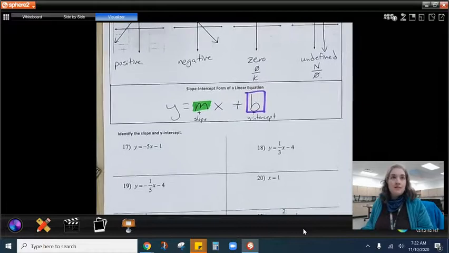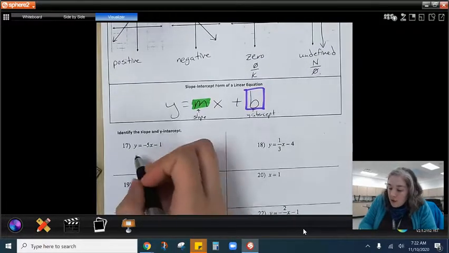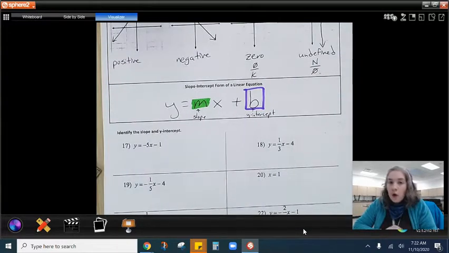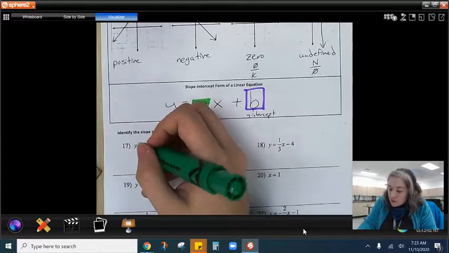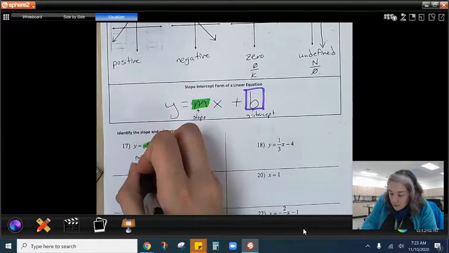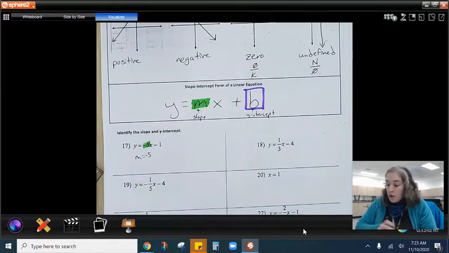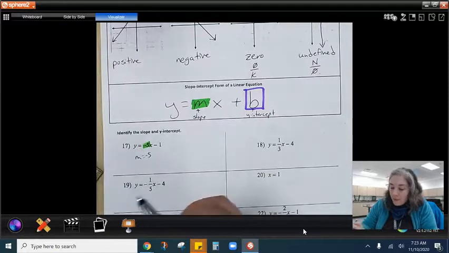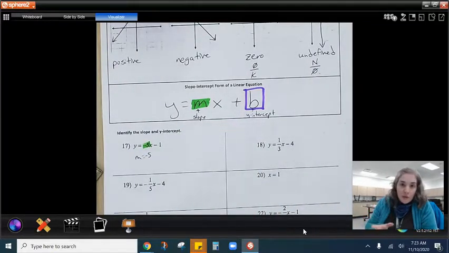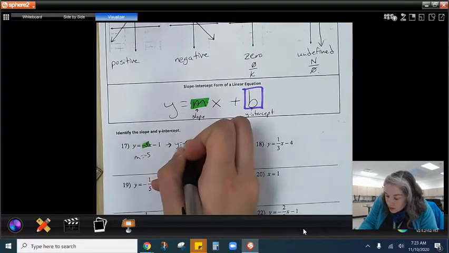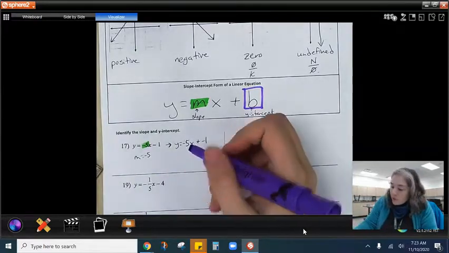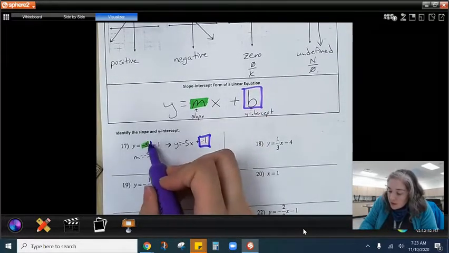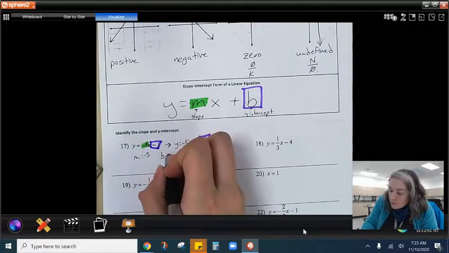So let's take a look at identifying just our slope and y-intercept, all right? In this one right here, the slope is pretty easy to pick out. Slope is always with x. So if I look at my x, I can say, hey, I've got a -5 there. That is our slope. So m is -5. Now, the y-intercept is whatever number is being added to it. I can rewrite this to say we have y equals -5x plus -1, right? So it's this -1 that is being added to it. That is our y-intercept, or our b.